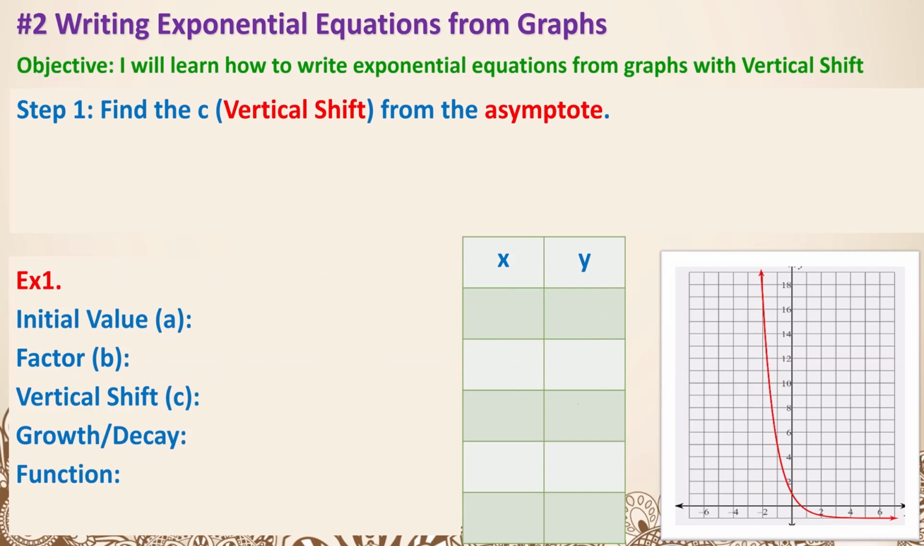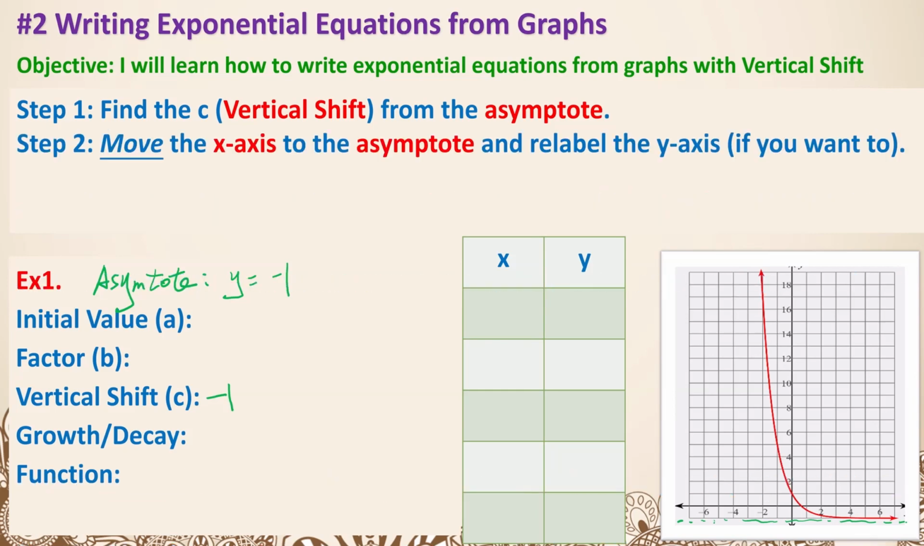Step 1. Find the c, which is the vertical shift from the asymptote. In previous lessons, when you were given a function, you identified the c, then used the vertical shift to find the asymptote. But in this case, you are given the graph, so you should be able to clearly see what the asymptote is. The asymptote is right here on this bottom line, because our graph is getting super close to that. That asymptote is at y equals -1. So that tells us c is -1. That's the first thing we do: find the c, the vertical shift from the asymptote.